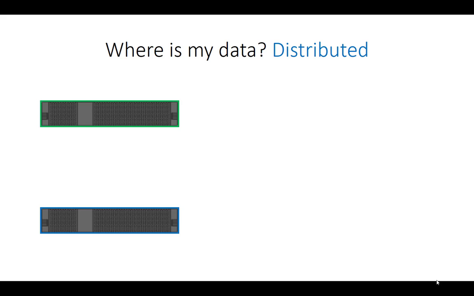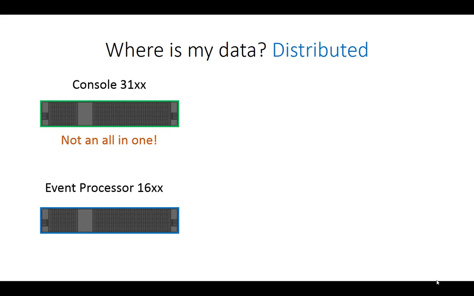But as soon as we get a little more complicated, say I have a 31 console, but not an all-in-one. It's a little confusing that we make these names extremely similar, but I'm talking about a console that does not have an event or flow processor on it. It's going to be a 31XX, but not an all-in-one, and it can be any of the same hardware model numbers we talked about earlier. Into my console, I am adding an event processor. The first two numbers are 16, and the last two can be any of that same number set.